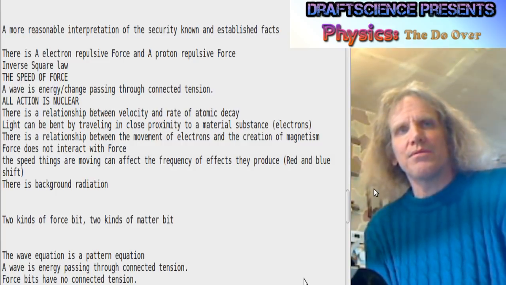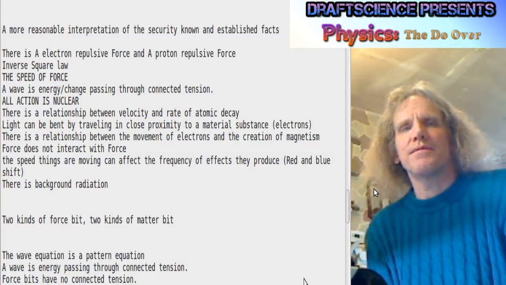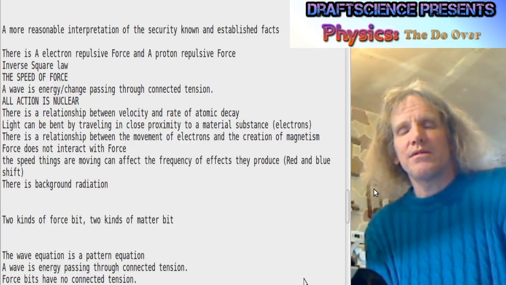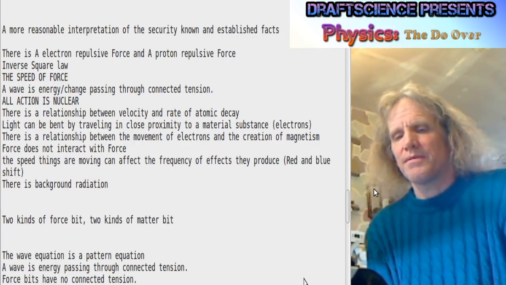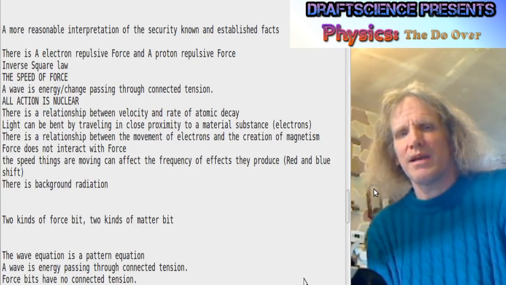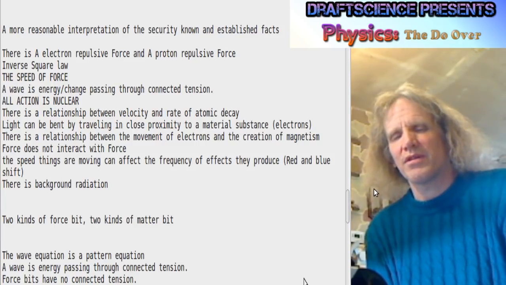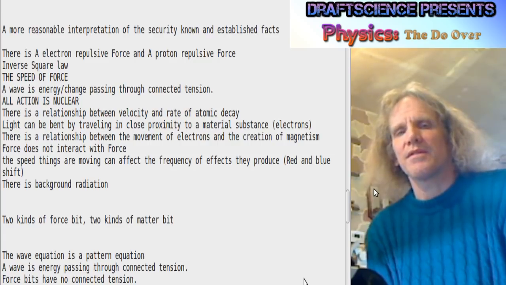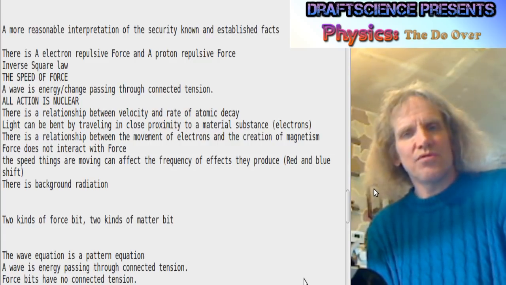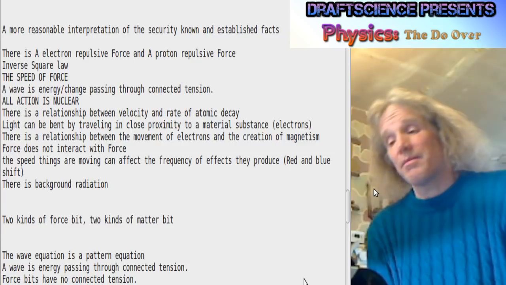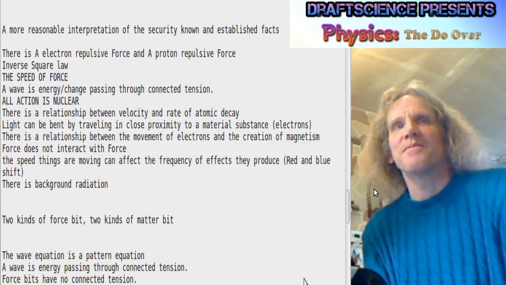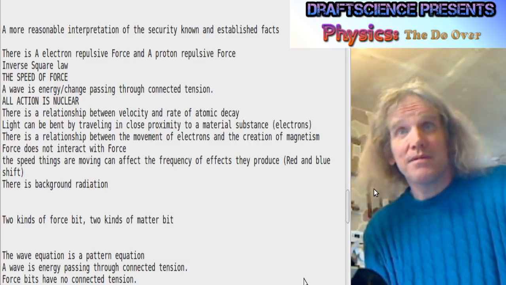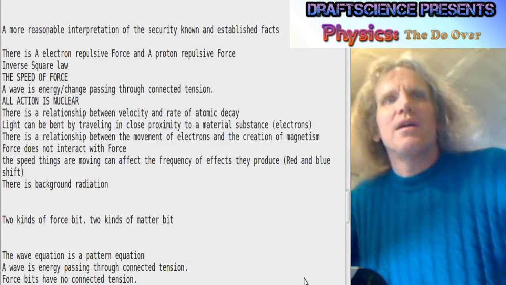So in attempting to do this remake of physics, I thought it might be a good idea to try to establish a list of what we do know as facts. I mean, the secure stuff, the stuff that's solid, versus the stuff that is assumed to be true because it can't be proven not to be. The stuff that's more made up, for lack of a better word.